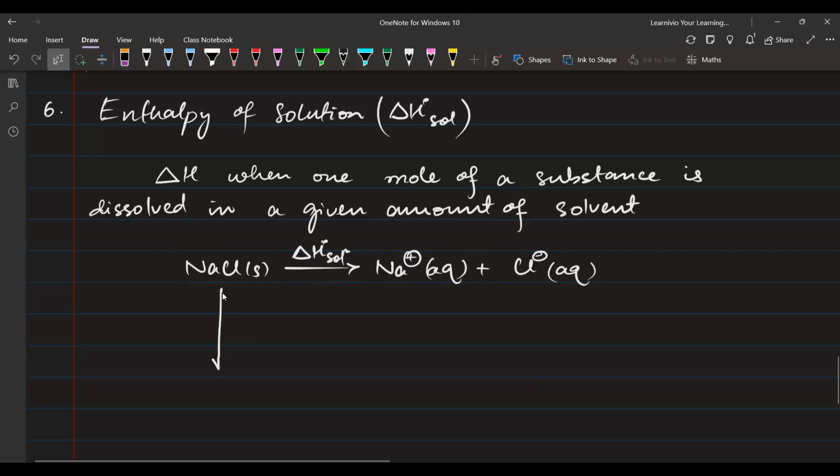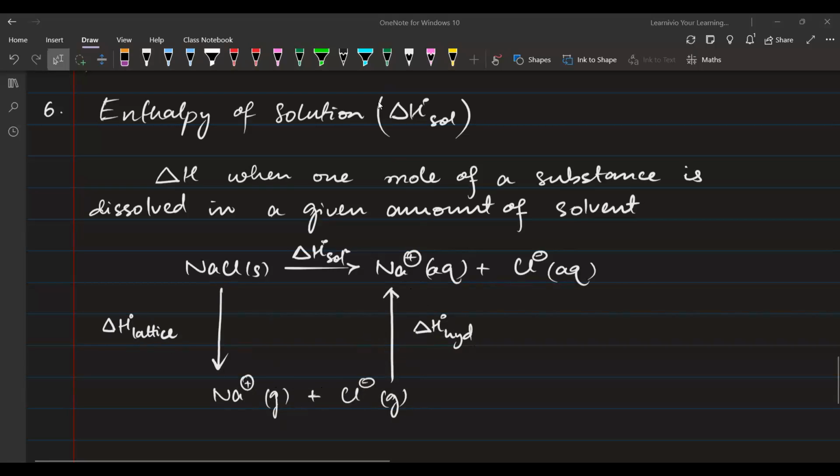First of all, break it first into gaseous ions. So Na positive gas plus Cl negative gas, and then you add water to this. This process of going from NaCl solid to its constituent gaseous ions can be calculated from the lattice enthalpy. This will be delta H lattice. And when you add water to the gaseous ions and make them aqueous, this can be represented by delta H naught hydration. Does this make sense?